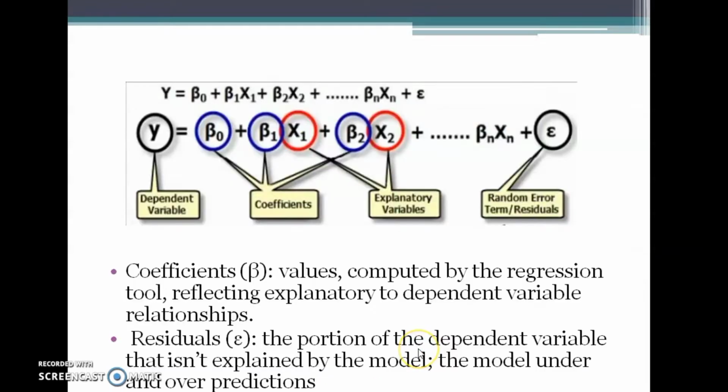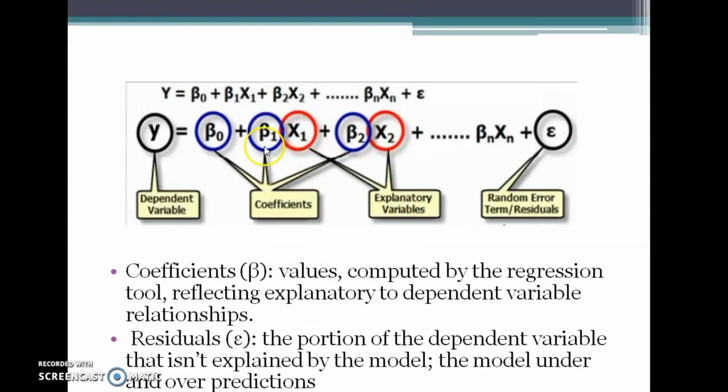This is the expression for regression: y is equal to beta 0 plus beta 1 x1 plus beta 2 x2 plus and so on up to beta n xn plus, and this last term is a random error. Each term is explained here. y is the dependent variable and there are multiple independent variables in the expression. Beta is the coefficient of regression, which is used before the independent variables, and this is the random error.